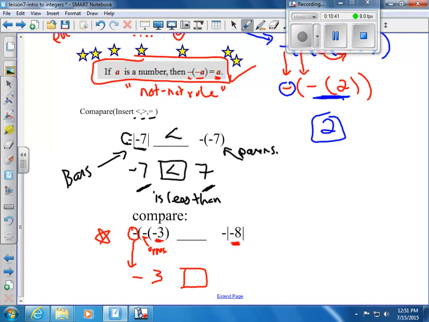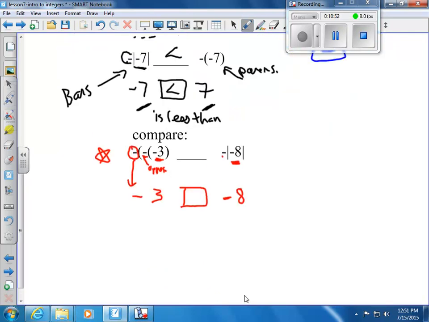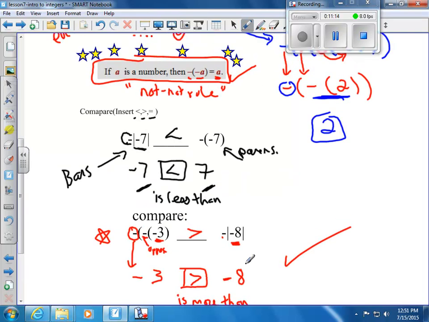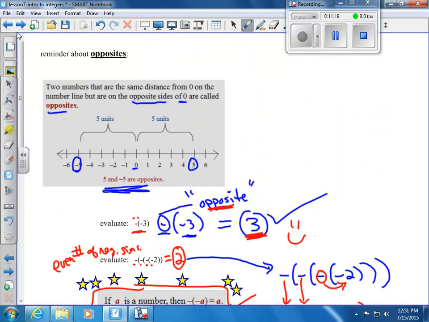Here, the absolute value of negative 8 is 8. But you've got that negative on the outside that's going to follow along. Now you've got to think about it. Negative 3 blank negative 8. Well, $3 in debt is better off, is more money, than $8 in debt. Think about the money. Now we make a sentence. Negative 3 is more than, or is greater than, negative 8. And boom, we put in the symbol for greater than. You got it. So I'm just talking that through in baby steps, okay?